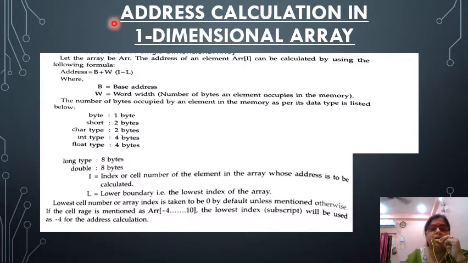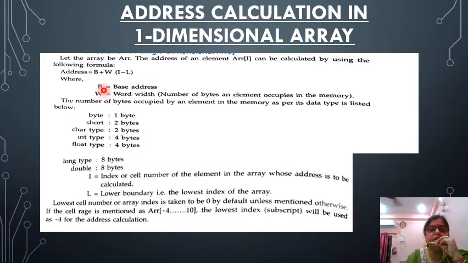Now first we will learn what is address calculation in a single dimension array. See here, each one has its own formula. You have to learn the formula very thoroughly, and in that formula only you have to do the calculation. For the single dimension array, see array I. This is your index number. Array I is your variable of array and will be calculated by using this formula. In the single dimension array, address will be calculated by B plus W within bracket I minus L.